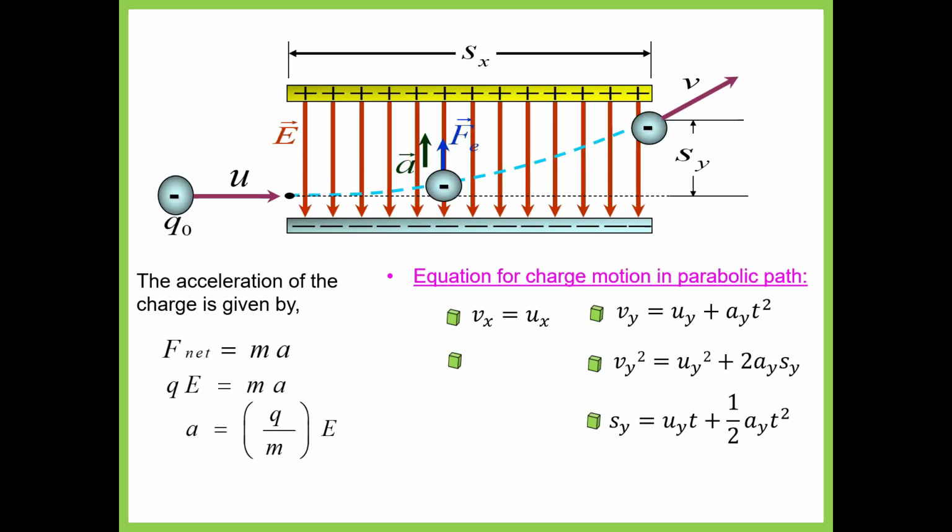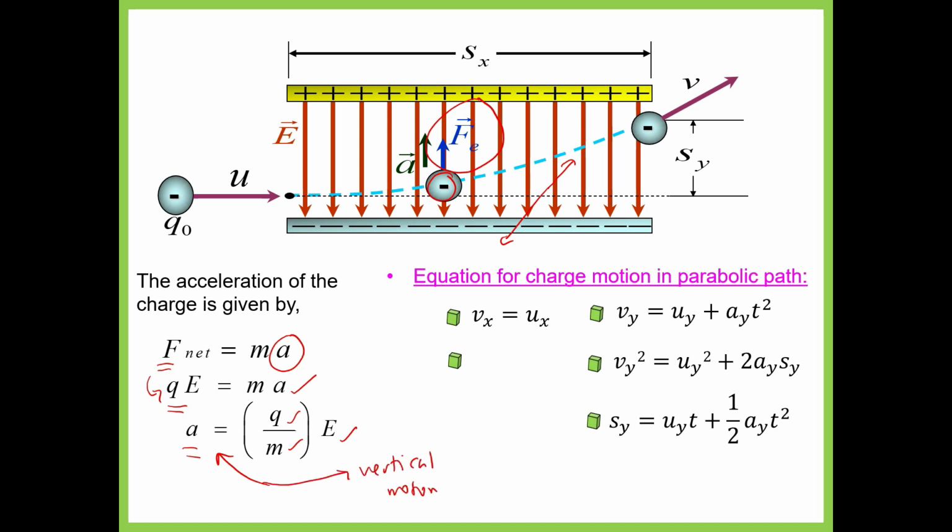The parabolic path is always under the influence of acceleration that is coming from the electrostatic force acted on the electron. So that is electrostatic force with equation QE, and QE is equal to ma, the basic equation of force in motion. So here a is equal to Q over m times the electric field strength. So this acceleration is always acted for vertical motion.